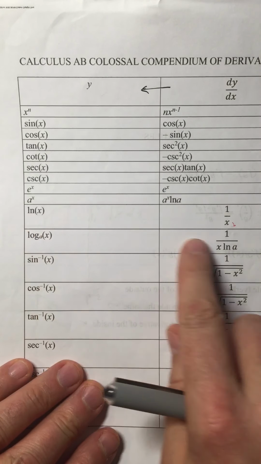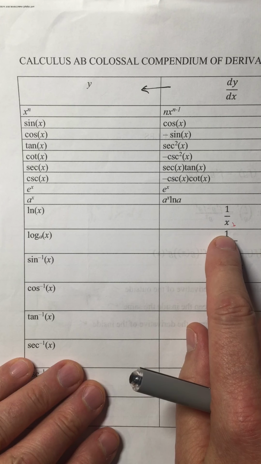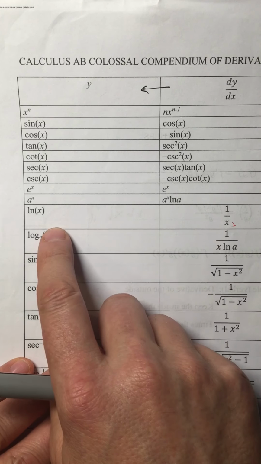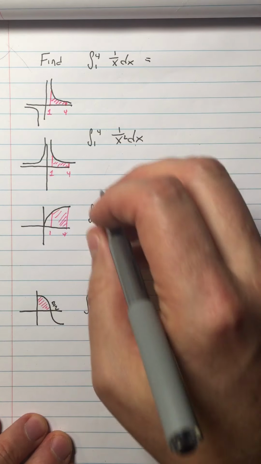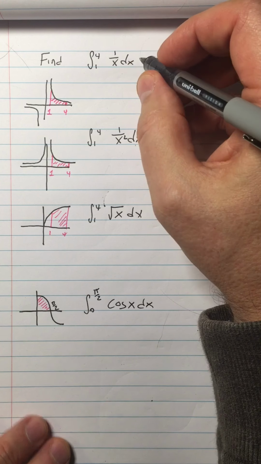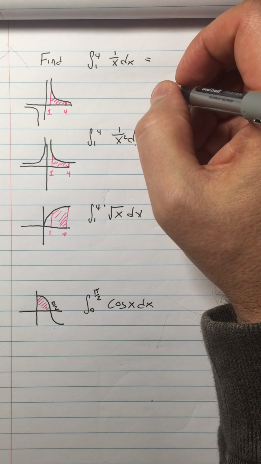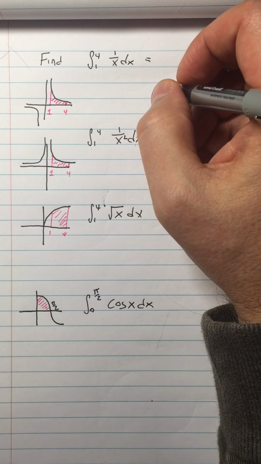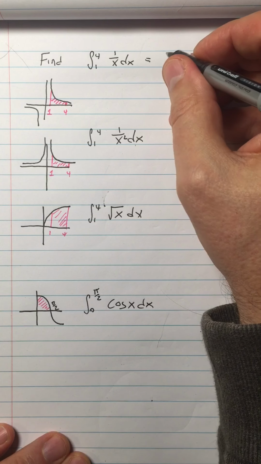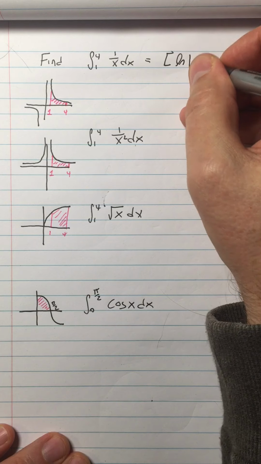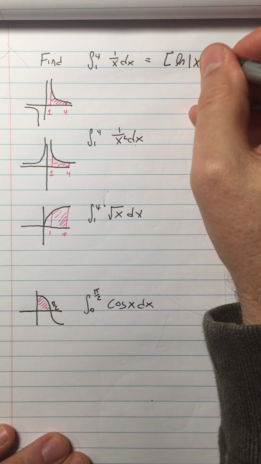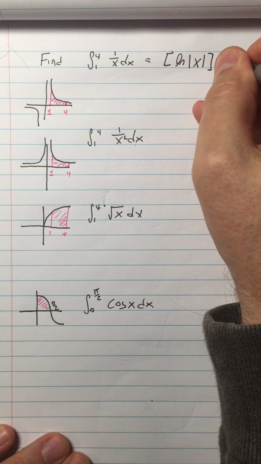Derivative of ln x is 1 over x. Therefore, the antiderivative of 1 over x is ln x. All right? But here's a funny thing about ln x being the antiderivative of 1 over x. The derivative of the ln of the absolute value of x is also 1 over x. So to get a more general antiderivative, which we will sometimes need, we're always going to say the antiderivative of 1 over x is ln of the absolute value of x from 1 to 4.